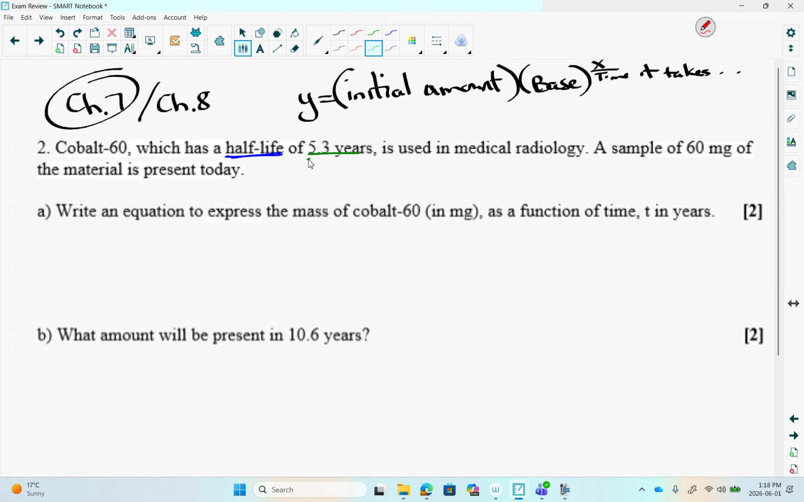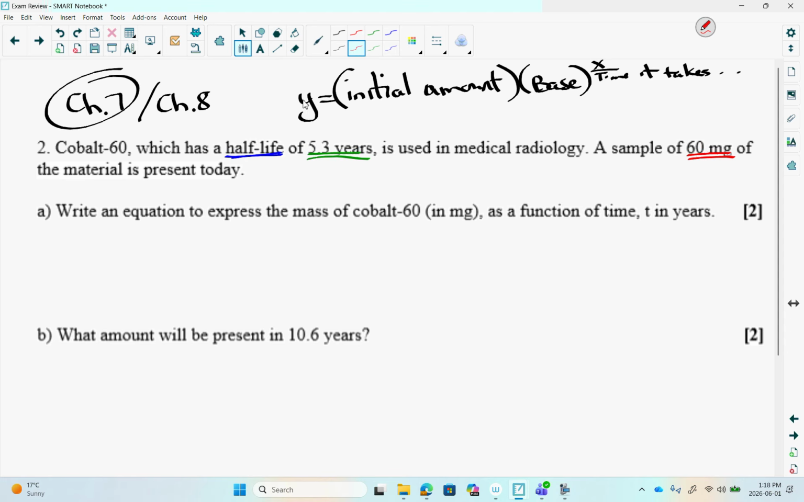5.3 years, that's the time it takes. And this is used in medical radiology. A sample of 60 milligrams of material is present today. Write an equation to express the mass of cobalt-60 in milligrams as a function of time, t in years.